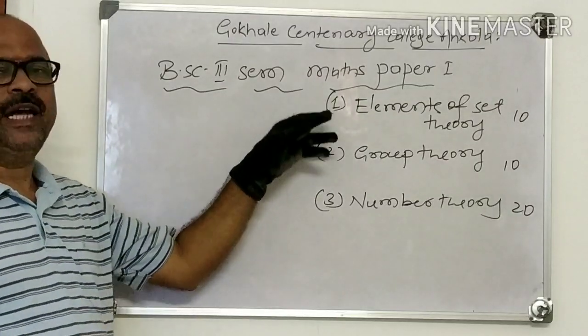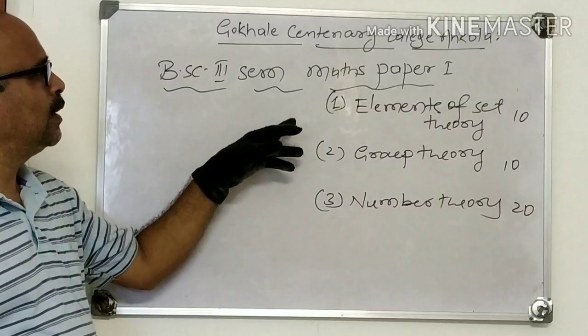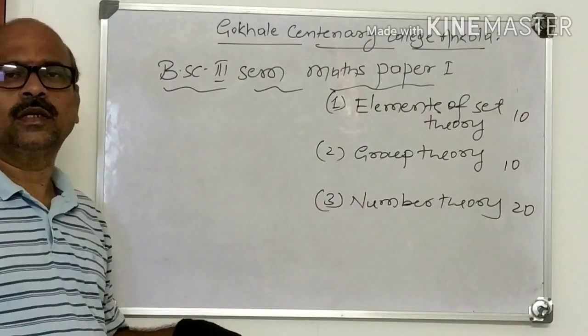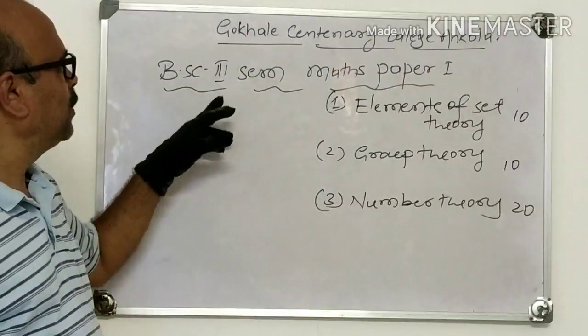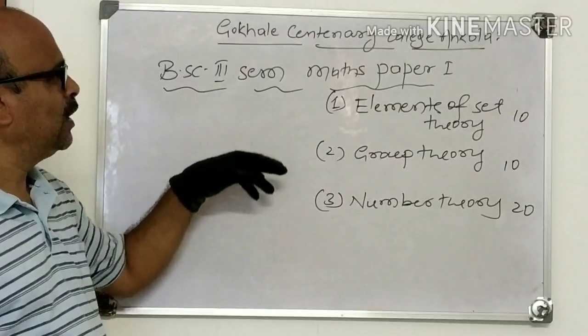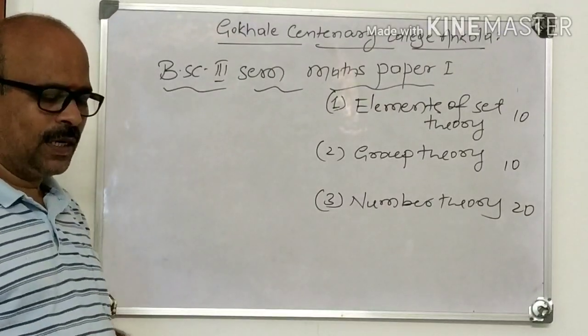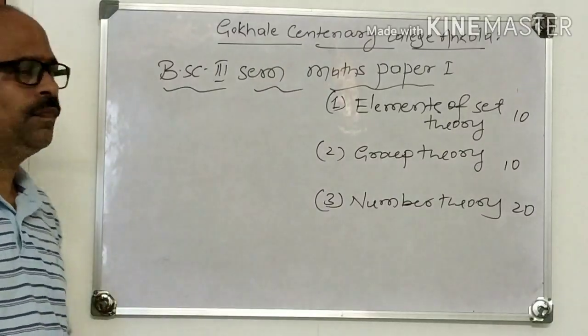This is the B.Sc. third semester Maths paper 1. All of you know that there are two papers in third semester mathematics. The first paper is paper 1, algebra and number theory.